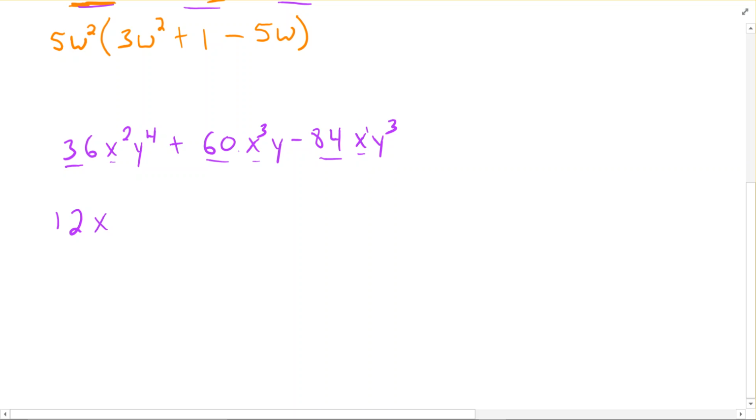And now I move on to the y. What's the lowest y I can take out? Well, that's this one, y to the 1. So that's all I can take out. Now I start my bracket, and I'm going to write down what I have left.